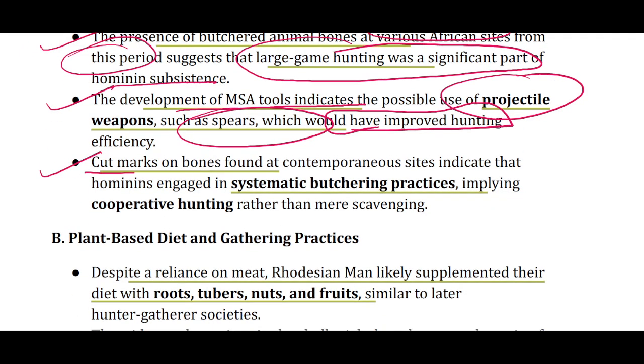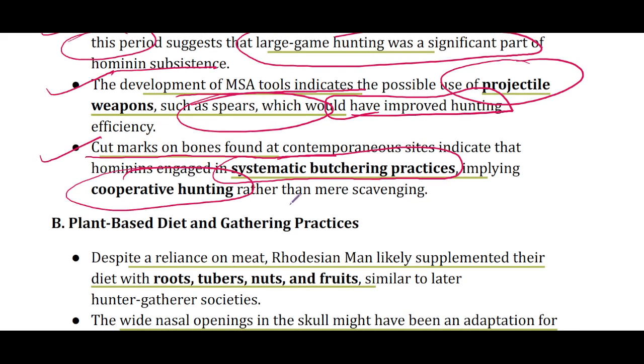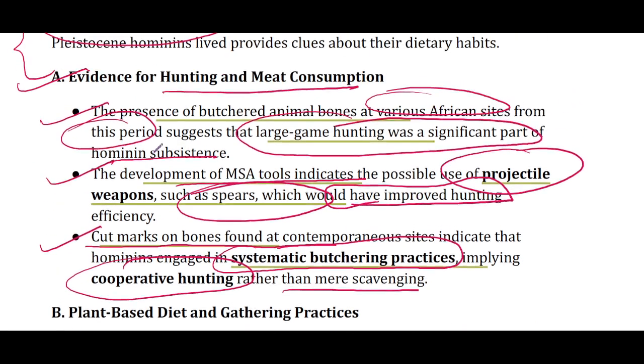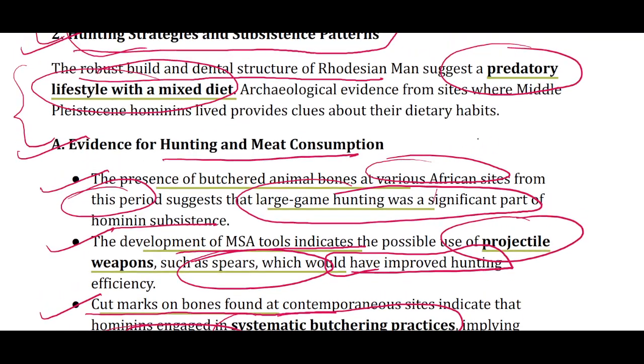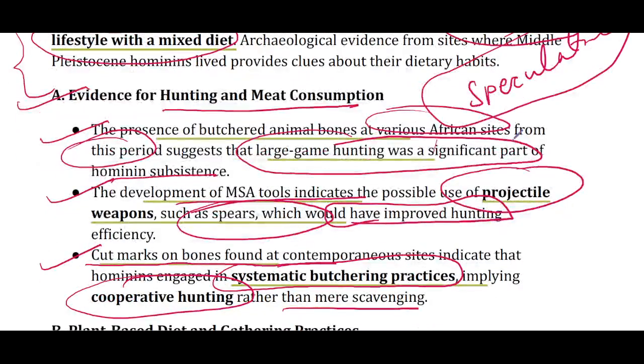Then the cut marks on bones found at contemporary sites indicate that hominins engaged in systematic butchering practices, implying cooperative hunting rather than mere scavenging. So, even if most of the interpretations are speculative, as you can see, the stratigraphic context, the geological context is there.